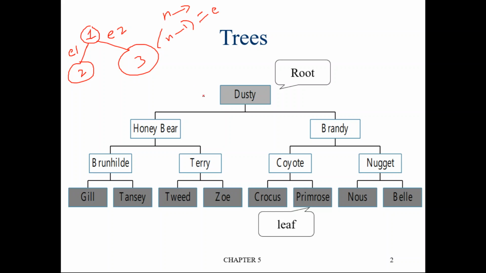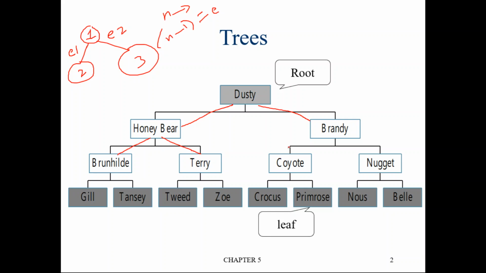For example, you can check this tree. How many nodes does this tree have? 1, 2, 3, 4, 5, 6, 7, 8, 9, 10, 11, 12, 13, 14, 15. 15 nodes are there. So how many edges does it have? If you see, Dusty to Honeybear is one edge. Dusty to Brandy is another edge. This is two. Honeybear to Brunel is another edge.